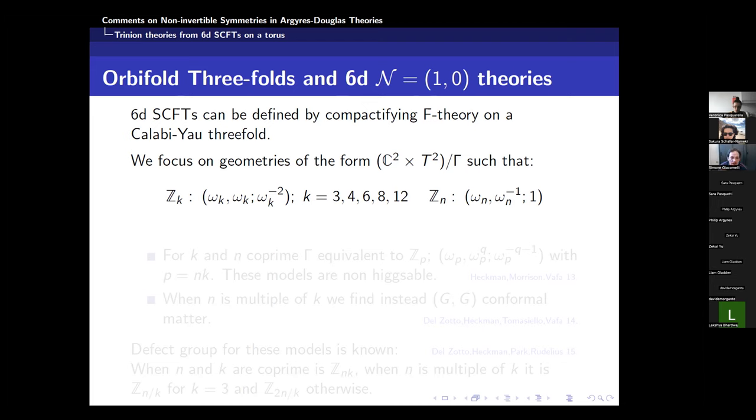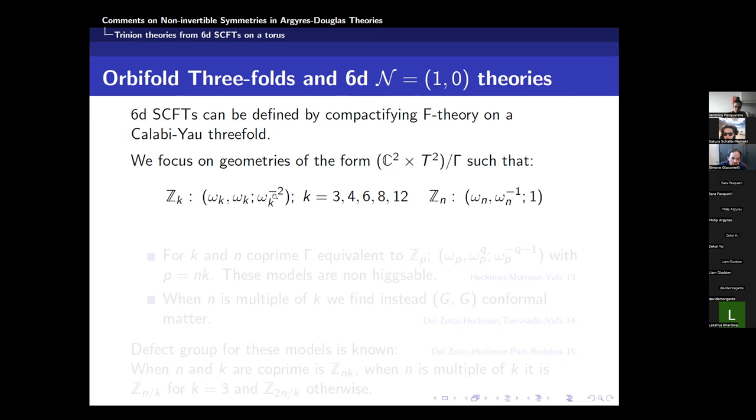One way to define 6D theories is via compactification of F-theory on an elliptically fibered threefold. Here we will focus on a special subclass of these geometries, with orbifolds of this form. This will be enough for our purposes. The orbifold group Gamma is generated by two elements. One is Z_K acting in this way. Here the first two entries are the C^2 directions, and the third describes the torus.